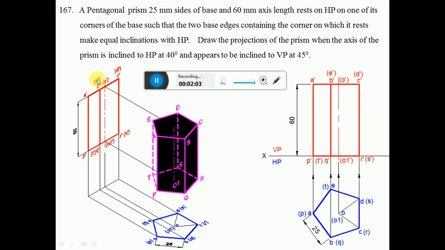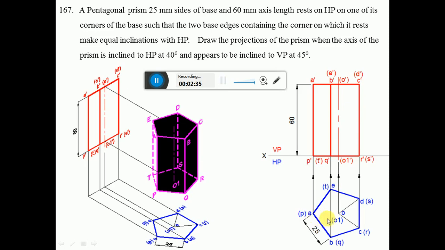Since O is the center of ABCDE, which is at the top surface, O becomes visible when you look from the top view, and O1 becomes invisible because it is away from the observer. When you look from the front view, BC is the edge which is hiding the center O, so O dash is invisible. Similarly, Q dash R dash is hiding O1 dash, therefore O1 dash becomes invisible. Now coming to the orthographic view here.